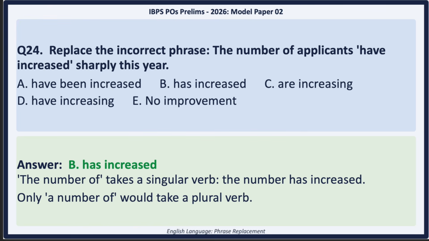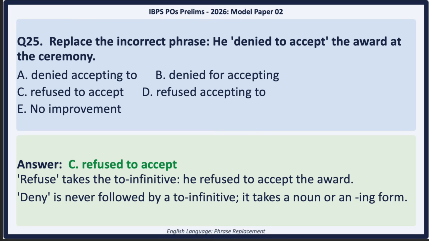It's a deliberate contrast. Okay, question 25. Verb complementation, specifically infinitives versus gerunds. He denied to accept the award at the ceremony. I understand what it means, but it's clunky. You understand the intent, but the grammar is broken.